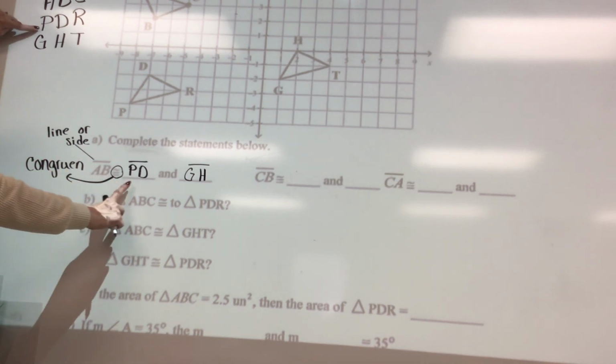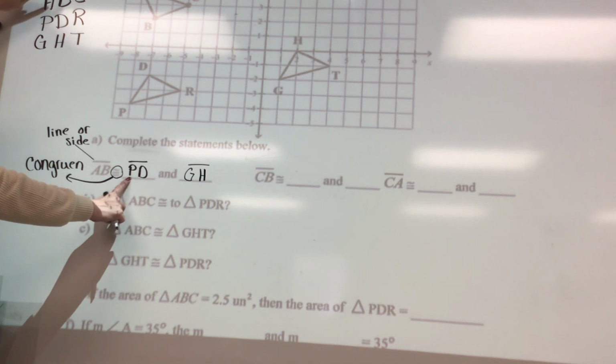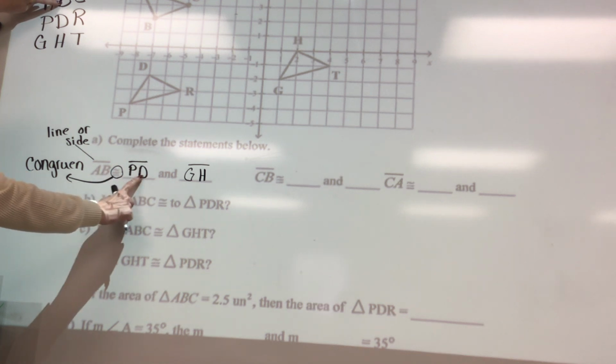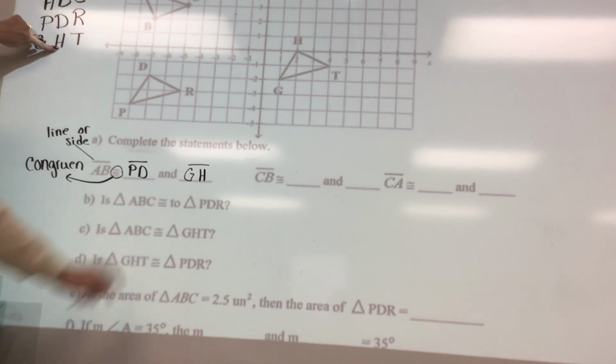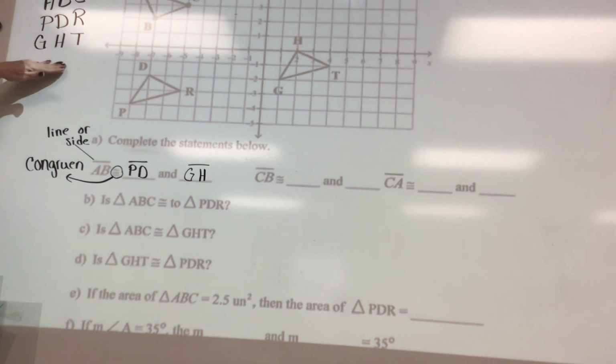A matches up with P. B matches up with D. A also matches up with G, and B also matches up with H. So could you do this without a picture? Actually, I think it's easier without the picture than it is with the picture.